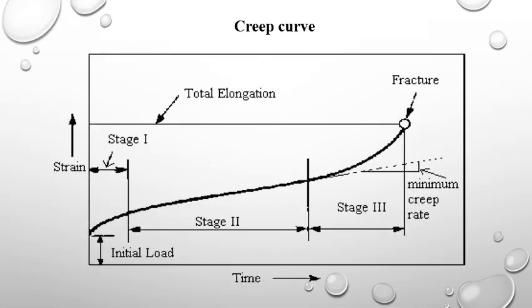The creep curve has strain on the y-axis and time on the x-axis. The initial load is applied, while the three stages are shown. The elongation increases, and the fracture appears in the third stage.